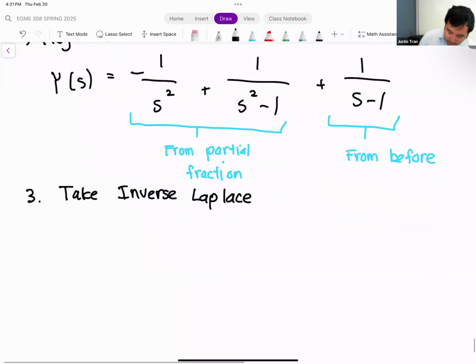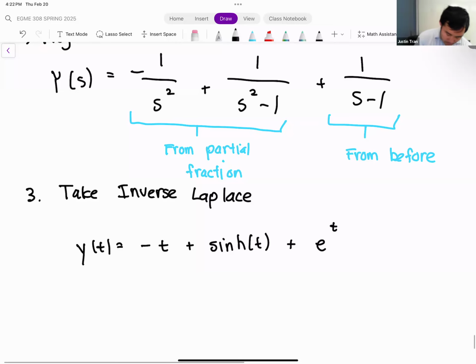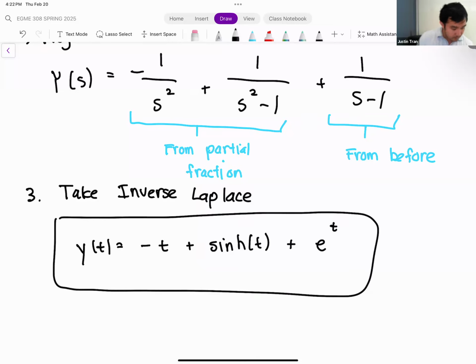Okay. And so we take the inverse Laplace, we get y of t is equal to inverse Laplace of -1 over s squared, so that's a minus t, plus inverse Laplace of 1 over s squared minus 1, that is hyperbolic sine of t, plus inverse Laplace of 1 over s minus 1, and so that is e to the t. All right, and so there you have it. So that is the solution to this differential equation using Laplace.